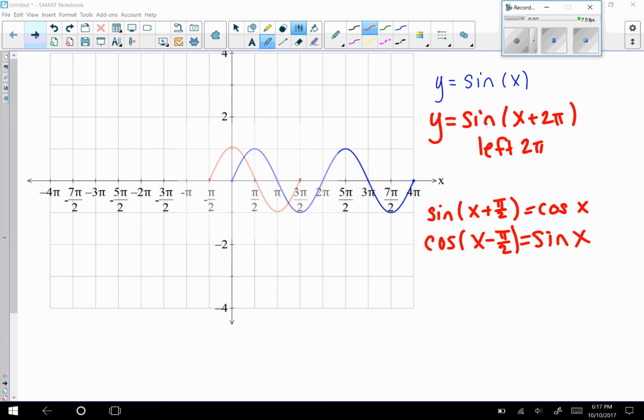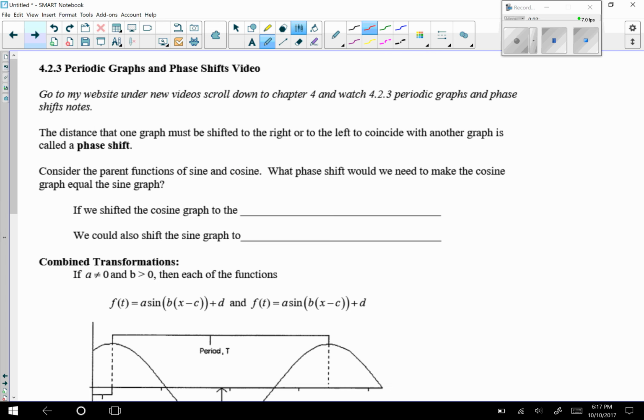So that's what we're going to be looking at today. So let's go ahead and write that down. If we shifted the cosine graph to the right pi over 2, then we know that the sine of x is equal to the cosine of x minus pi over 2. And if we move the sine graph to the left pi over 2, then that would be equal to the cosine of x.